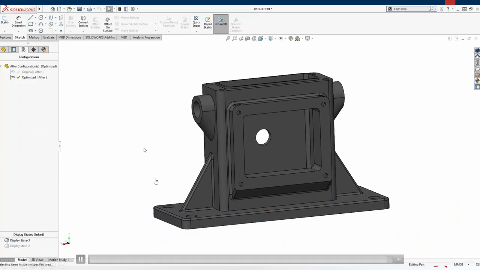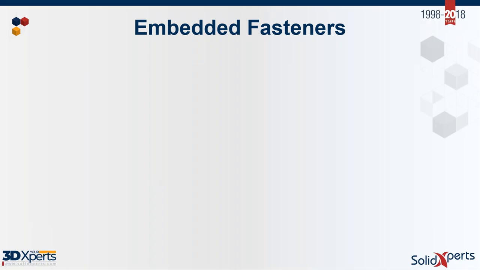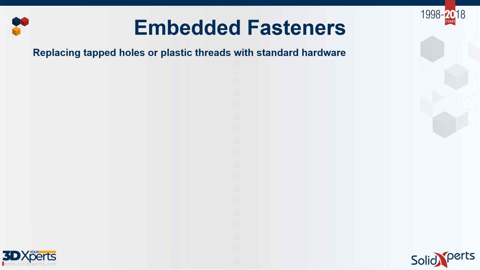So the next thing we want to talk about is embedded fasteners. There's a lot of different solutions for this, and I'd just like to show you a couple of the methods that are ideal for this application. Again, there's probably a dozen, maybe two dozen different ways to put in different fasteners, but I'd like to show you a couple ones that I'm familiar with and really do enjoy using. So replacing tapped holes or plastic threads with standard hardware.